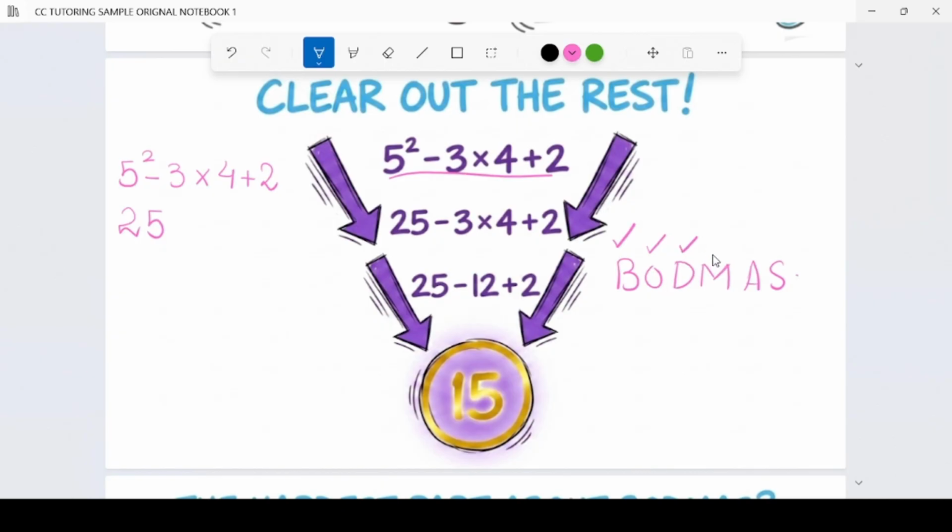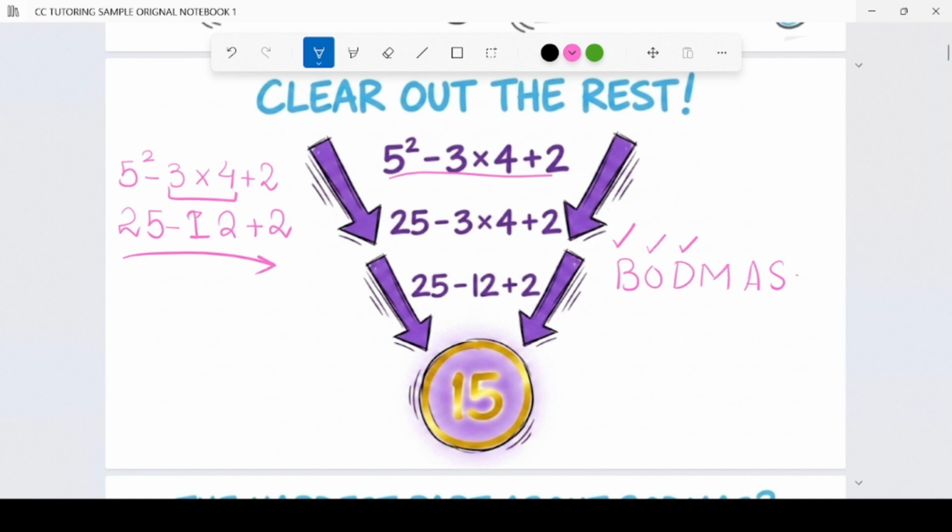Is there any multiplication? Yes, there is multiplication, so I'm going to write it as it is and multiply these two. 4 ones are 4, 4 twos are 8, 4 threes are 12. 12 plus 2. Now I'll move forward. Now I have plus and minus in the same line, so I don't have to think much, and I'll go left to right: 25 minus 12. What do you think 25 minus 12 is?